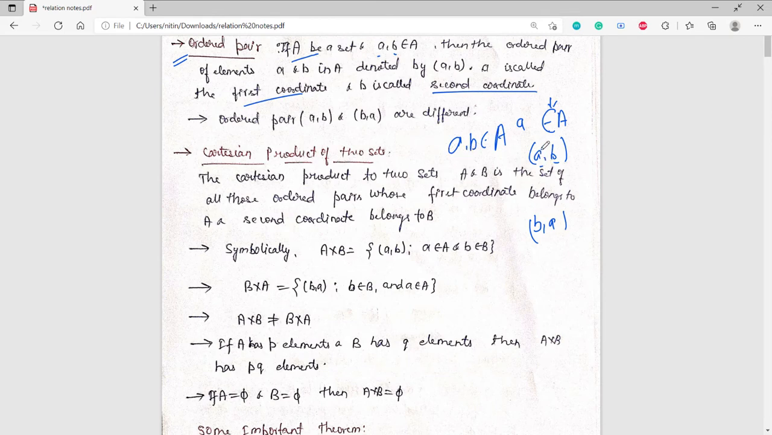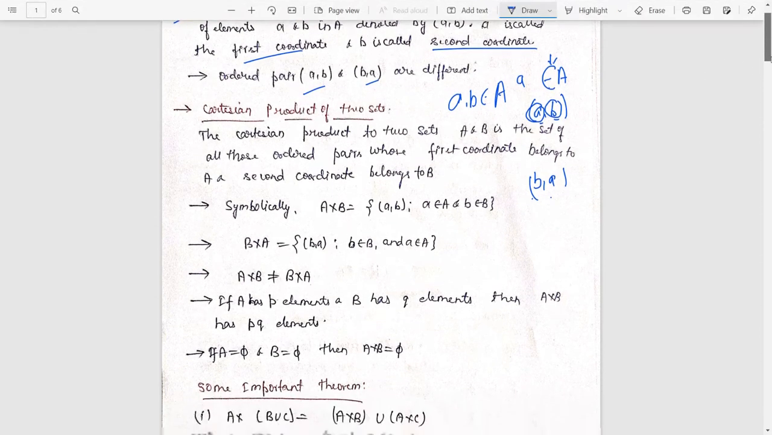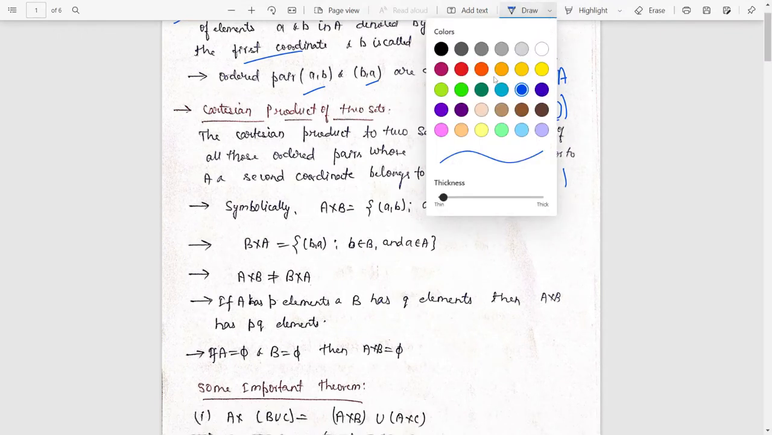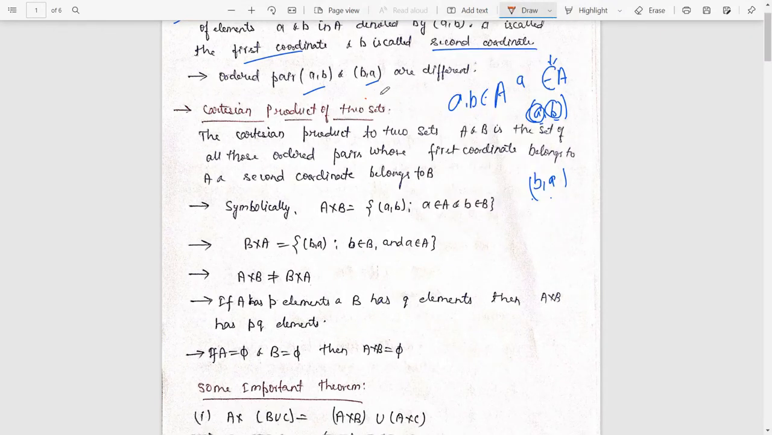Simply, an ordered pair means there will be two elements. The first one will be a, the second will be b. Obviously, (a, b) is different from (b, a), and these are called ordered pairs. The first is called the first coordinate and the second is called the second coordinate. Both (a, b) and (b, a) are different from each other. Now let's talk about the Cartesian product of two sets, and then we'll define the relation.